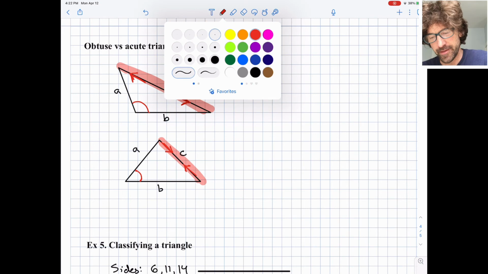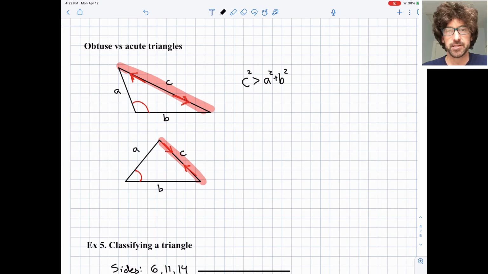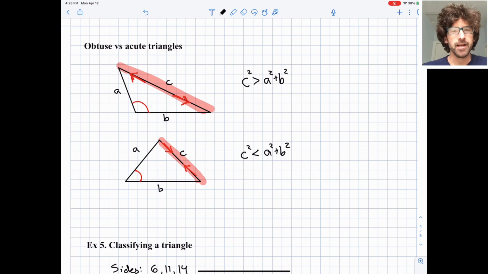So a way that you can write this out is here: c squared is greater than a squared plus b squared, because the triangle has been pushed apart sort of too much. And for an acute triangle, you can say c squared is less than a squared plus b squared. I don't really remember those inequalities. I just remember thinking about visually if that triangle has been sort of pushed apart or pulled together.